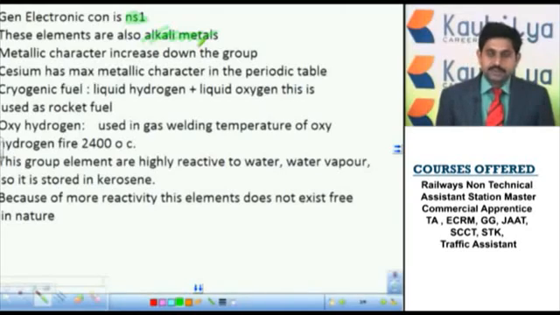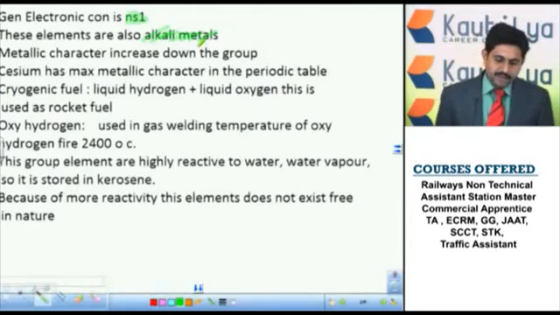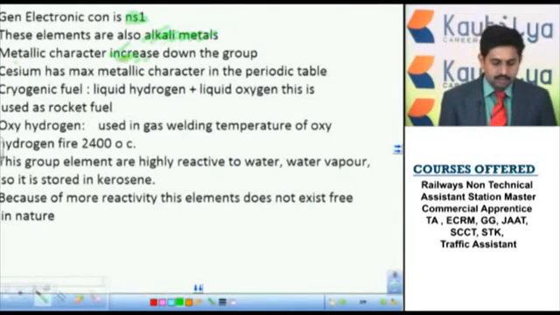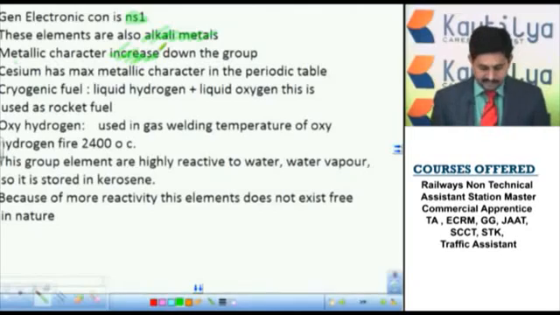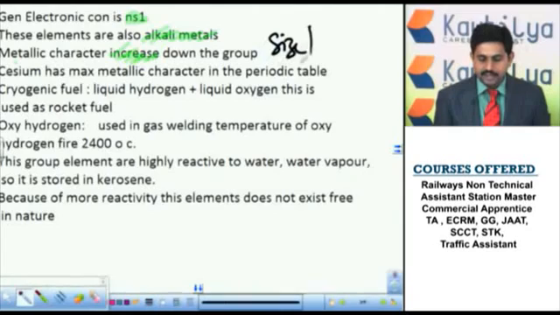Metallic character: I told you in the periodic classification that the left side of the periodic table is all metals, having more metallic character. From left to right, the metallic character decreases. So the alkali metals have more metallic character. At the same time, metallic character increases down the group due to the increase in size. Down the group, the size increases, so the metallic character also increases.